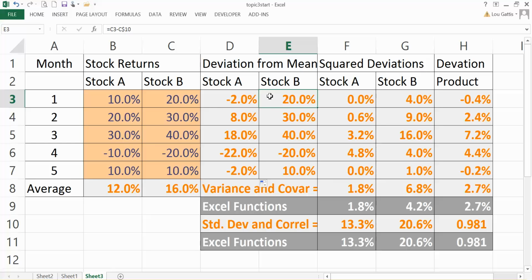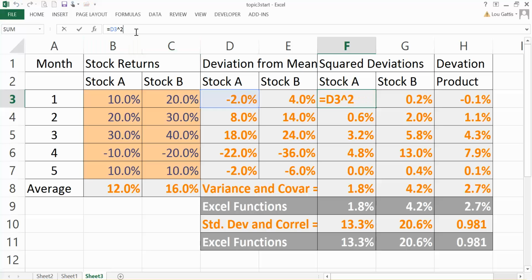And then the second one, we'll take the return of stock B minus the mean. Oh, I forgot to anchor the last one. Let's go ahead and anchor this, and let me anchor this one too. Gotta anchor both of them. Alright, so now I have the deviations of stock A, the deviations of stock B.